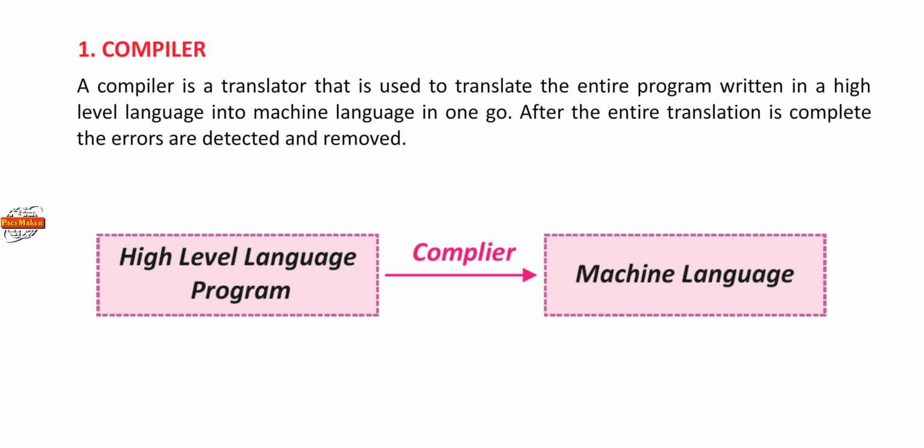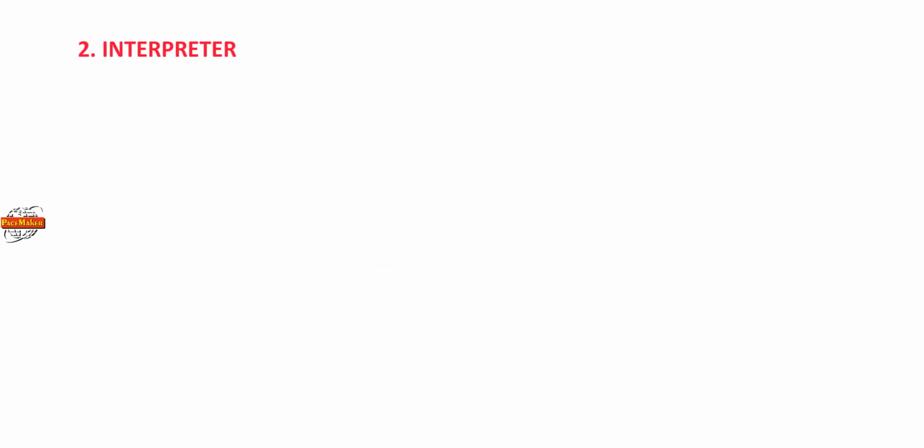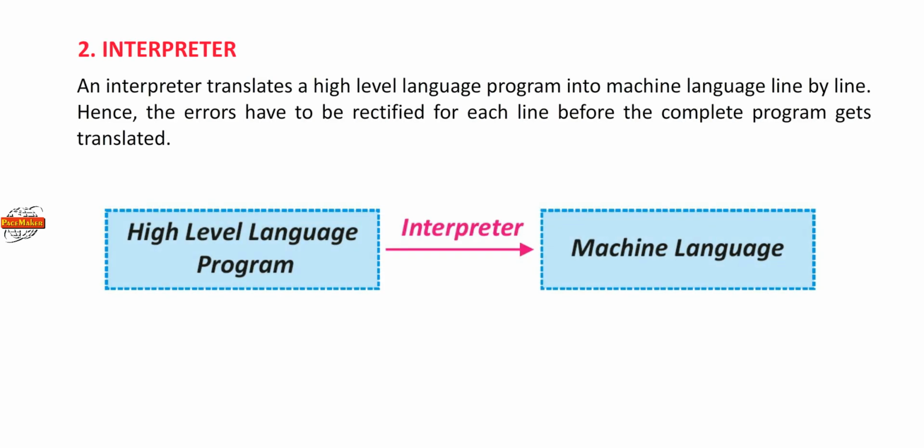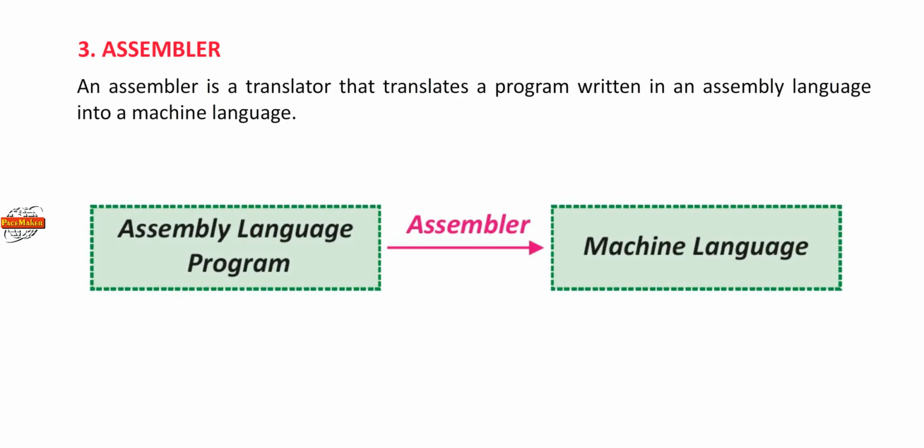After the entire translation is complete, the errors are detected and removed. Interpreter. An interpreter translates a high-level language program into machine language line by line. Hence, the errors have to be rectified for each line before the complete program gets translated. Assembler. An assembler is a translator that translates a program written in an assembly language into a machine language.